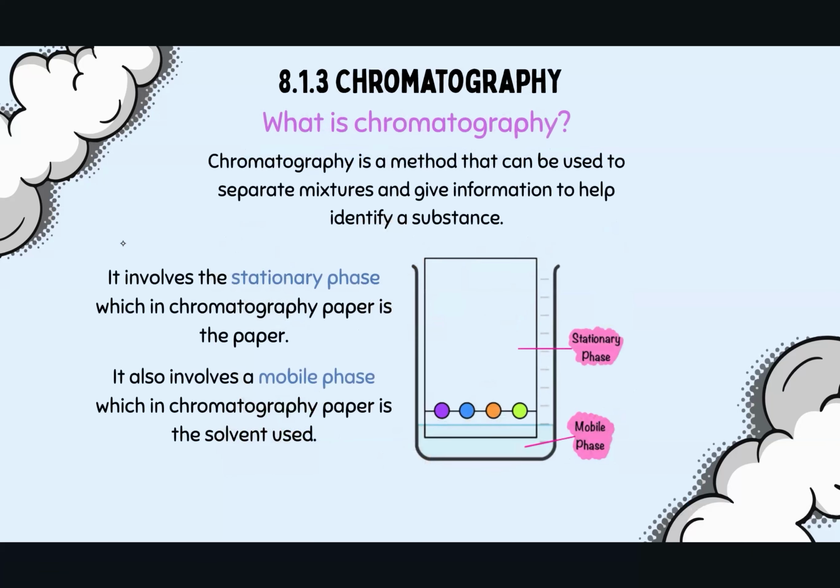Okay, chromatography. Chromatography is a method that can be used to separate mixtures and give information to help identify a substance. So it separates usually mixtures of liquids. Now, the way chromatography works is sometimes poorly understood, so we'll quickly go through this. Please ask lots of questions because chromatography is a common topic. Now, the piece of paper is a stationary phase, and the water, the solvent that is added to it, now it doesn't mean it has to be water. Whatever the solvent is, whatever is added will be the mobile phase.